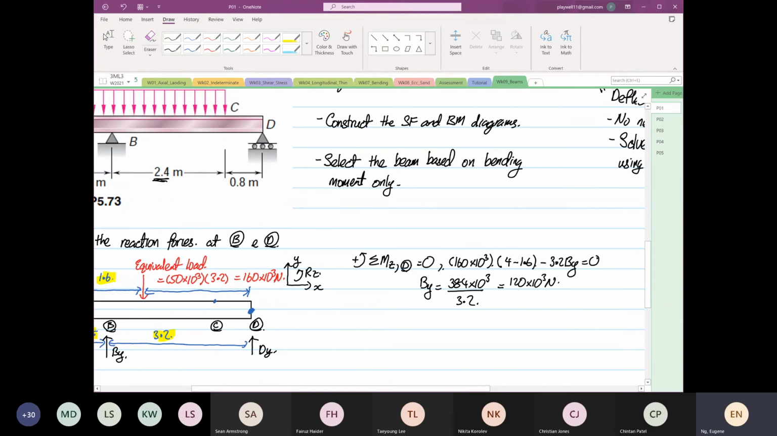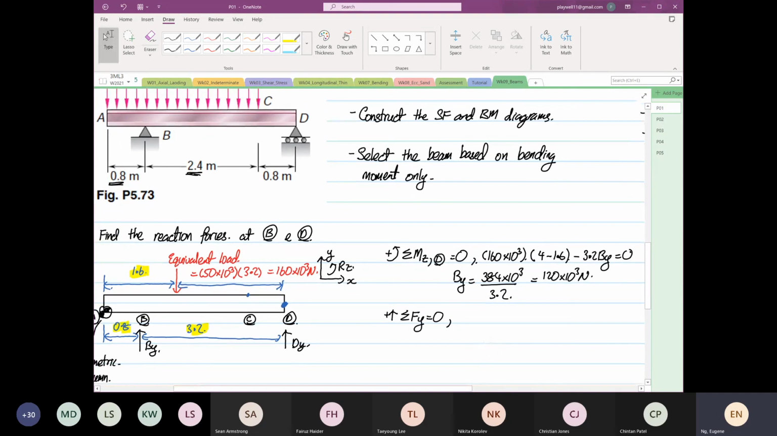Then finally, to find the reaction force at point D, summation of forces, positive upwards, and the whole thing, when you sum all of them up, is equal to 0. So you have 120 times 10 to the power 3, minus 160 times 10 to the power 3, plus Dy. So Dy is equal to 40 times 10 to the power 3 Newton. Okay, so if all these are positive, it means the direction is correct. So all these are going upwards.